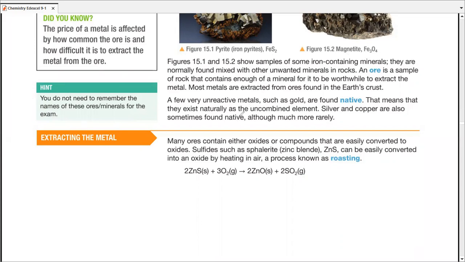Because there are so many ores and so many minerals, you can't just keep memorizing them all, and there is no need to. Moving on to the next part, extracting the metal.